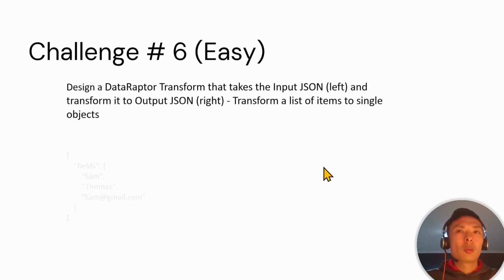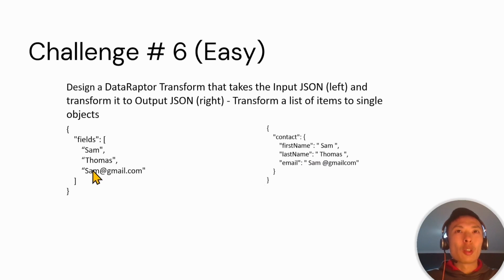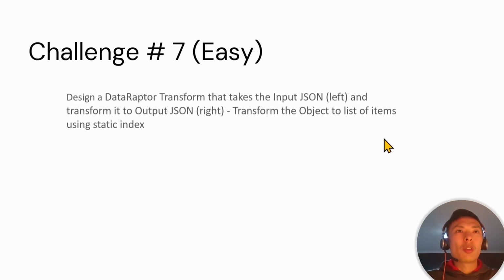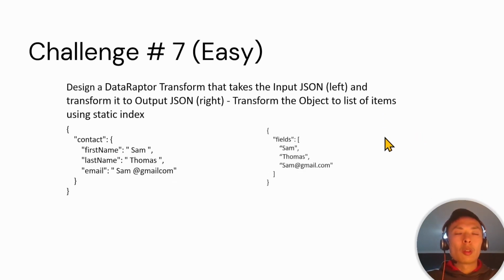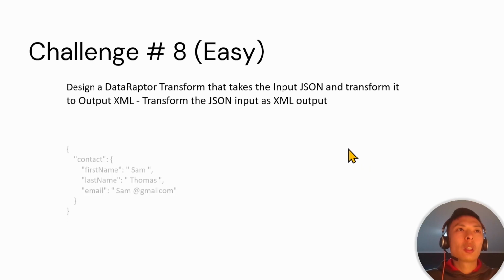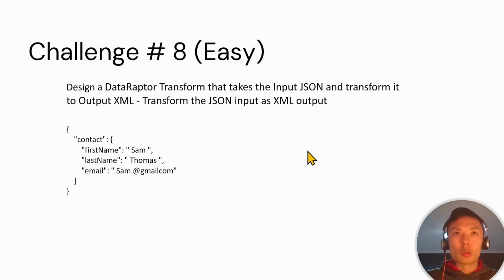So put this JSON inside the account JSON node. Number 6, we want to be transforming a list of items into a single object. Challenge number 7, doing the opposite. We want to transform the object to a list of items using static syntax. Challenge number 8, this one here, we want to transform this input JSON into output XML. So there we go. Good luck.